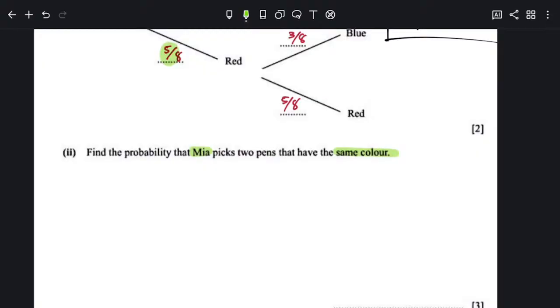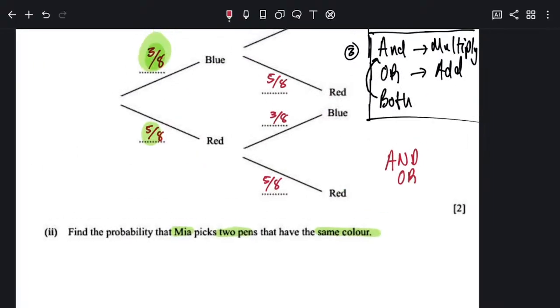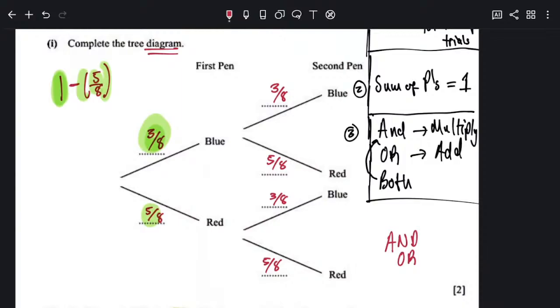She wants you to find the probability that she picks 2 pens that have the same color. So the fact that she is picking 2 pens means we're going to be using the words "and" and "or", because we are doing something more than once. Now, how do we pick 2 pens that have the same color? What are the ways?